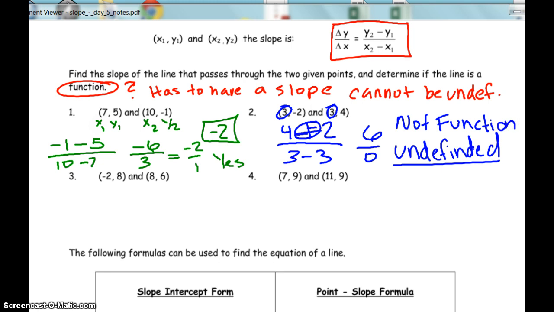Proceeding on to number 3, we have 6 minus 8 divided by 8 minus a -2, minus a negative turns to plus. 6 minus 8 is going to be -2 divided by 10. Remember guys, if you're having trouble with the simple addition and or subtraction, you would like to use a calculator. We'll simplify this. 2 will go into both of them and we'll get negative 1 over 5 as the slope.